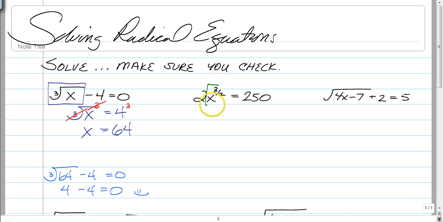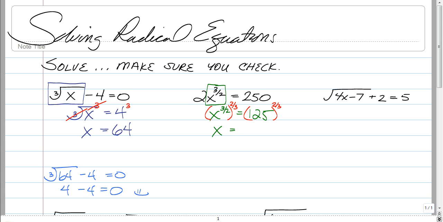Next one. What you want to do is get just the exponent by itself. In this case, the first thing you need to do is divide both sides by 2. And you get x to the 3/2 power is equal to 125. To get rid of a 3/2 power, you need to raise both sides to the reciprocal exponent power. So you need to raise both sides to the 2/3 power. That will cancel out your 3/2, so you're just going to be left with x again, and that's going to be equal to 125 to the 2/3 power.